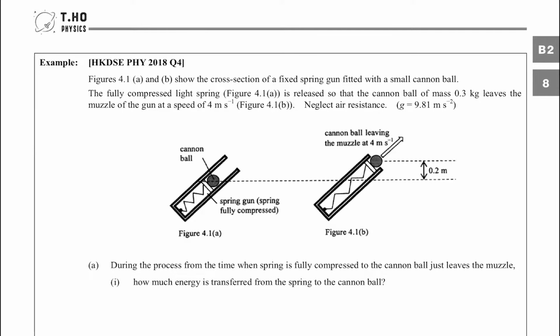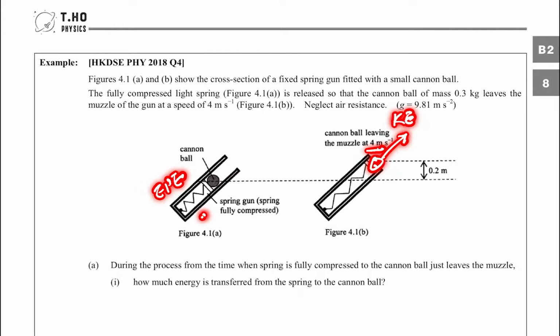Here we come to DSE Physics 2018 question 4. Here we have a spring gun loaded with a cannonball, the spring being compressed, and so elastic potential energy is stored. And when the spring is released, when the gun is fired, the ball will be ejected with a speed of 4 meters per second, so it has KE.